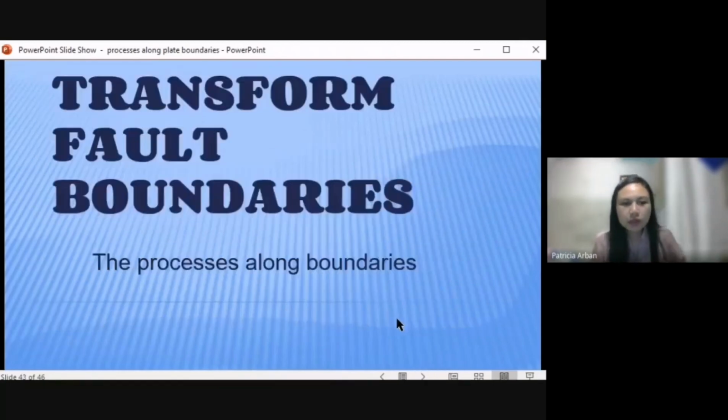Now let's proceed to the last part. By the way, what are the possible geologic events in a divergent plate boundary? Remember, earthquake, and then there is the volcanic eruption underwater because of the magma oozing up. And when there is the formation of sea or ocean, there is still a possibility of tsunami. Okay, so let's proceed to the last part, which is the transform fault boundary.